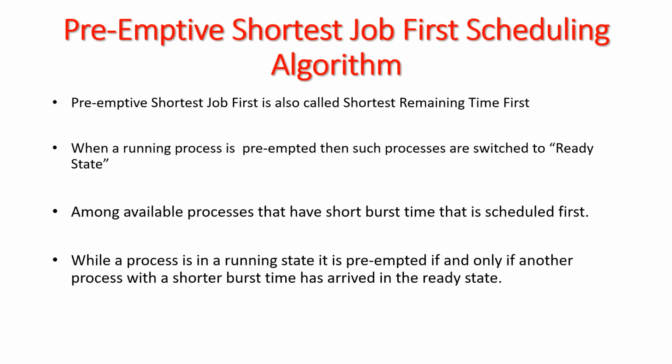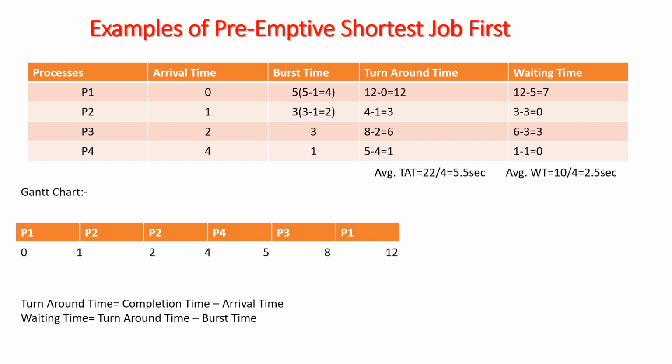It means when one process is executing in the CPU, it is preempted if and only if the other process which has arrived has a shorter burst time than the process executing in the CPU. The arrived process which has the shorter burst time will be given the CPU for its execution, and the process which was previously executing in the CPU will be placed in the ready state. Then, examples of preemptive shortest job first scheduling.